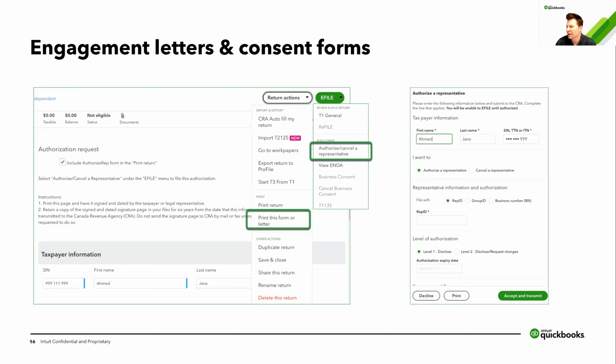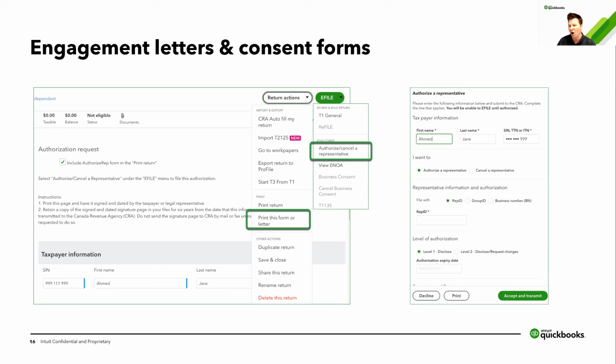On this screen, you'll see a few things here. You can print the forms or letters. You can print the returns. This is also where you can get consent from your clients, the authorize or cancel a representative. And I just want to point out that the rules around that have changed with the CRA. So I would advise you to go on the CRA's website to take a look at that.